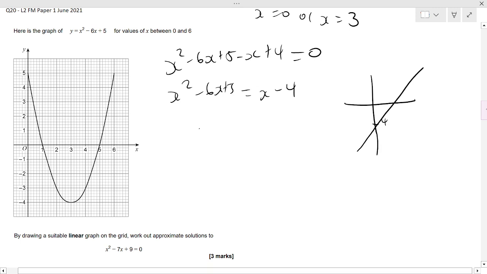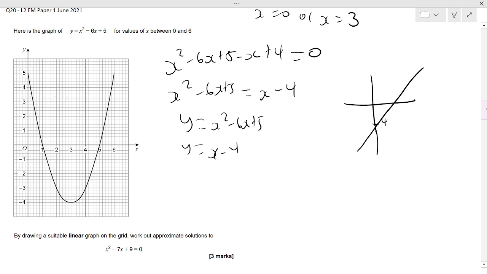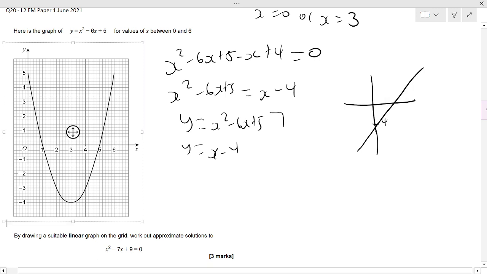These are not simultaneous equations. These say y is x squared minus 6x plus 5 and y is x minus 4. So when they equate to each other, that's when they intersect. So that's the solution. And that's a solution to this equation as well, when these two parts intersect.